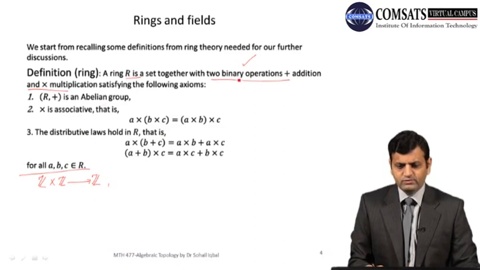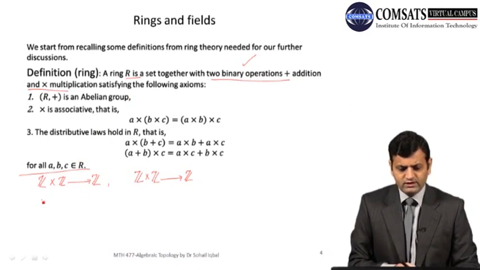Okay, but I need two binary operations in this case. One we are calling addition and the second we are calling multiplication. So I need two maps from Z cross Z to Z. As you can guess easily, I can find such binary operations on the set of integers. Of course, I can define them to be ordinary addition and multiplication. So I need one integer A from this Z and another integer B from this Z, and I want my answer to be another integer. So the output of this function should be an integer.